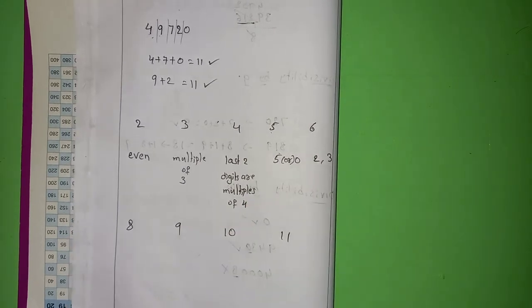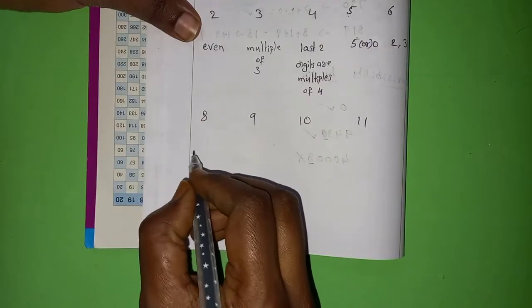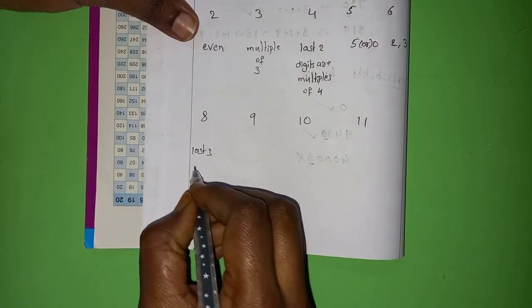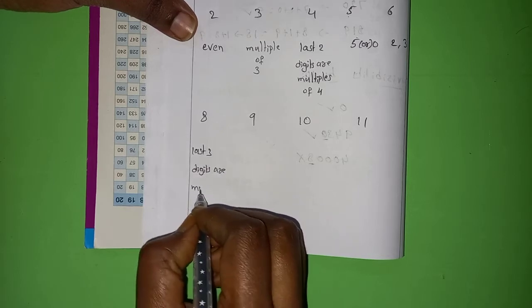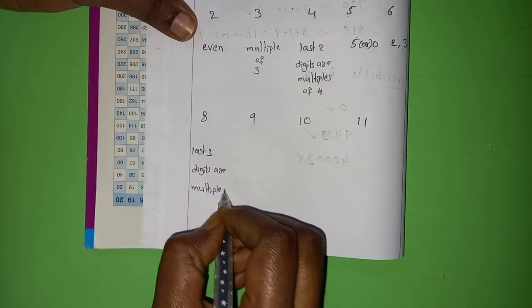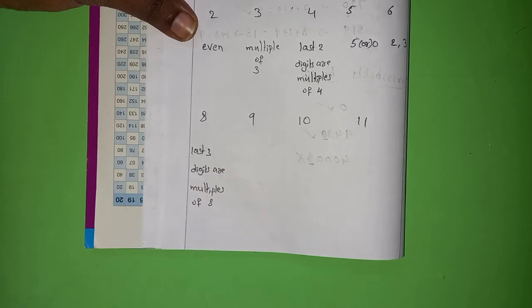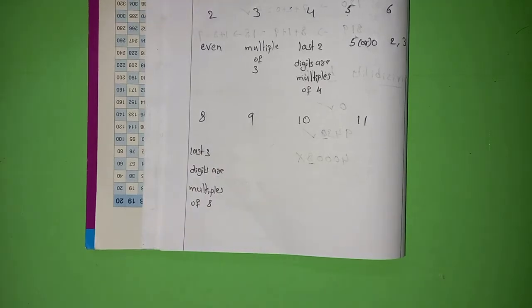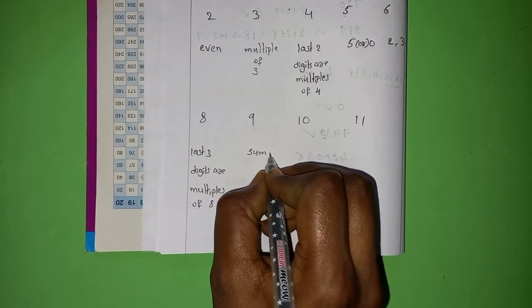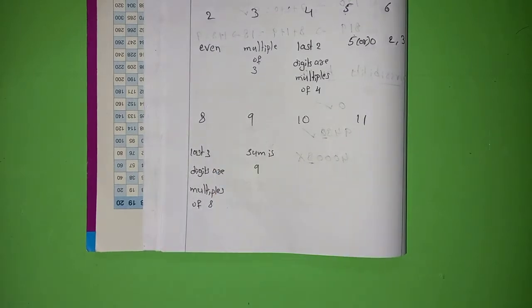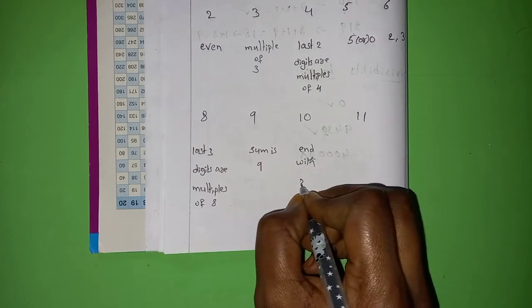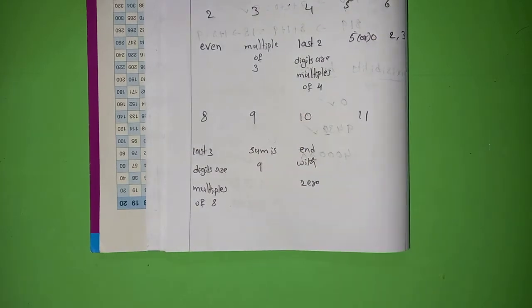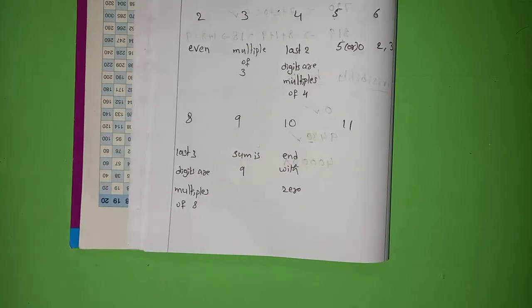If it satisfies the condition of divisibility rules of 2 and 3, then that number is divisible by 6. For this, last 3 digits are multiples of 8, then that number is divisible by 8. If the sum is 9, then the number is divisible by 9. If the number ends with 0, then the number is divisible by 10.